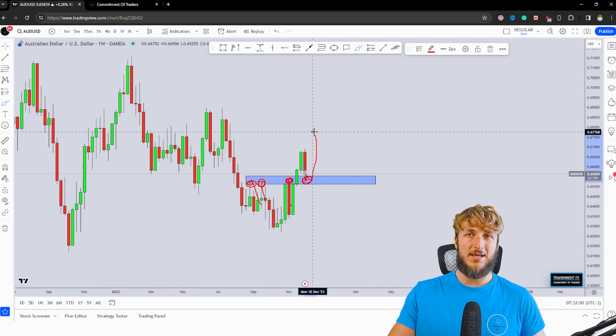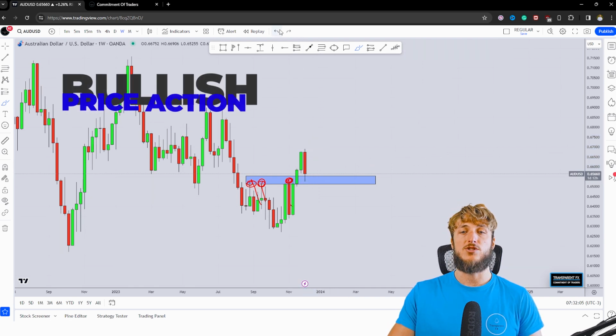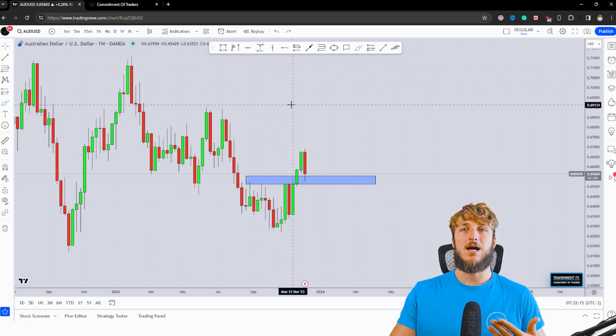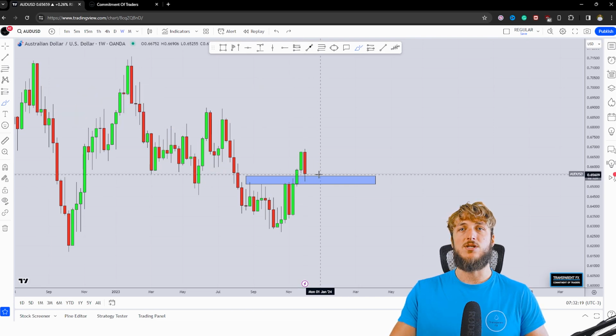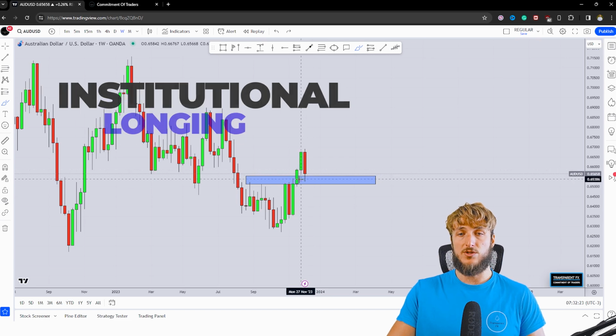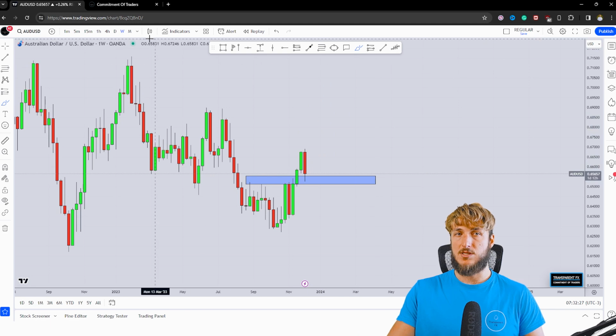So what we could expect here is a potential rejection to the upside away from this confluence of support zone, because what we know is that if we have multiple support areas lining up in the same area of price, that creates a confluence of support zone inside of which we could expect to see more institutional longing, which in turn would further increase the probabilities of a potential rejection to the upside away from this level.